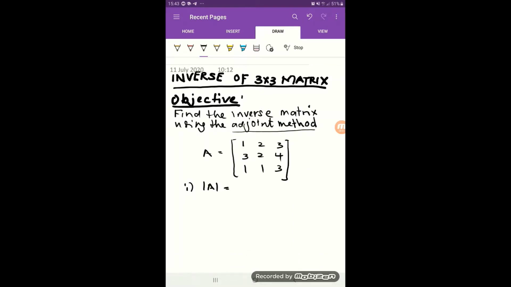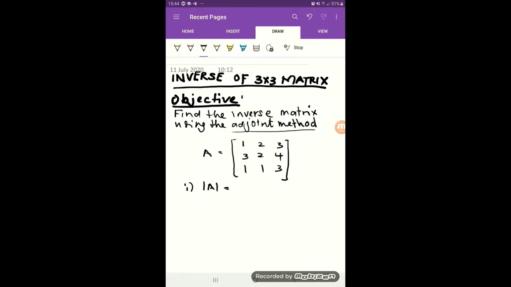We are going to learn about how to find the inverse of a 3 times 3 matrix. There are 3 methods to find the inverse of a 3 times 3 matrix. Now we are going to use the first method. The method is adjoint. So the objective is to find the inverse matrix using the adjoint method. Let's say A is the 3 times 3 matrix. To use the adjoint method, the first step is to find the determinant of matrix A.